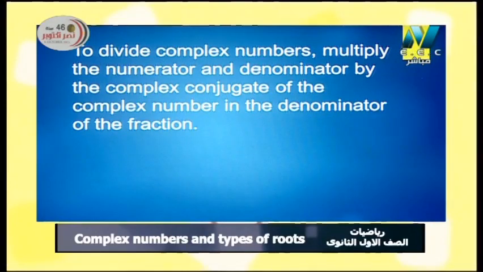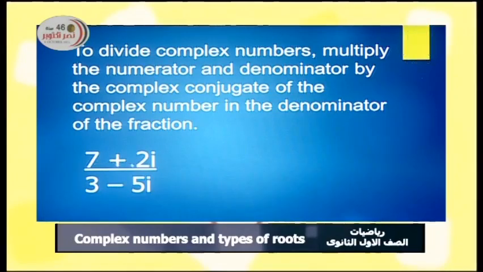To divide complex numbers, multiply the numerator and denominator by the complex conjugate of the complex number in the denominator of the fraction. Look carefully. We have now 7 plus 2i divided by 3 minus 5i. We would like to simplify this question. Now we will multiply numerator and denominator by what? By the conjugate of 3 minus 5i.